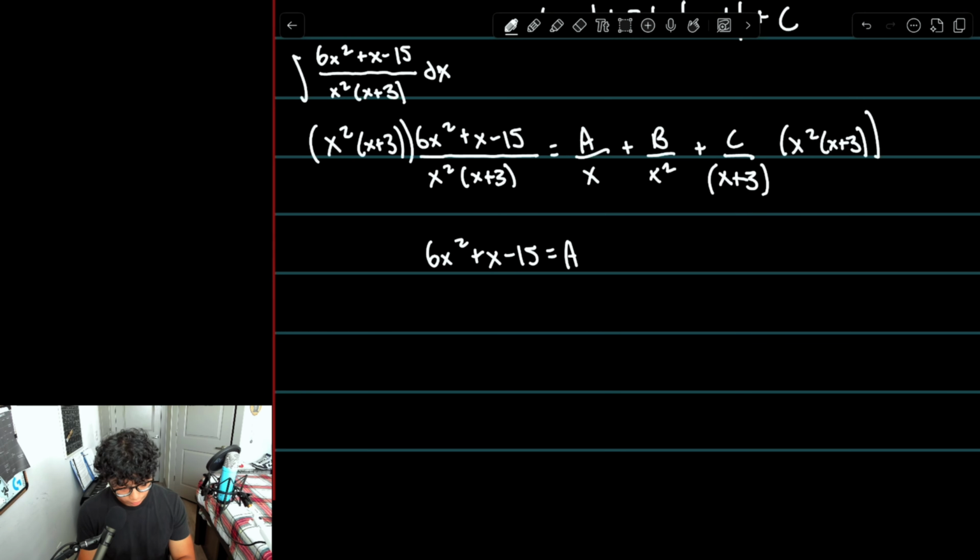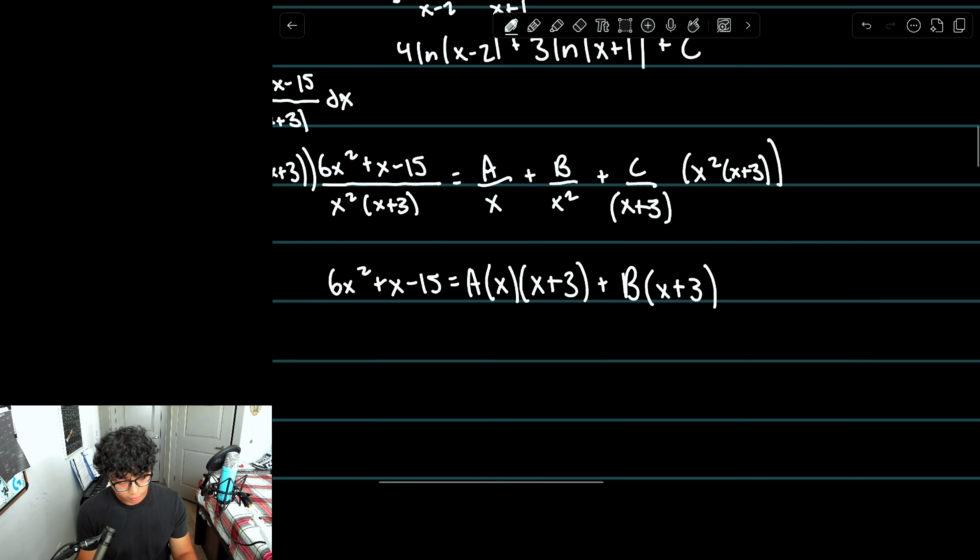So you are then left with A times (x + 3) plus B times (x + 3). And again, if you don't know what I'm doing, I'm basically multiplying this by this and canceling it out with the denominator, and then using what's left, plus C times x².